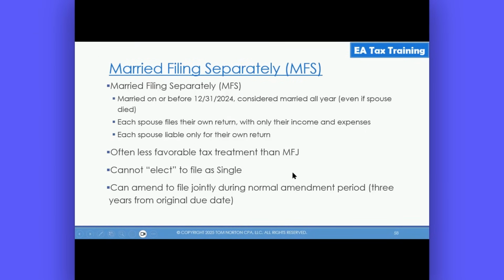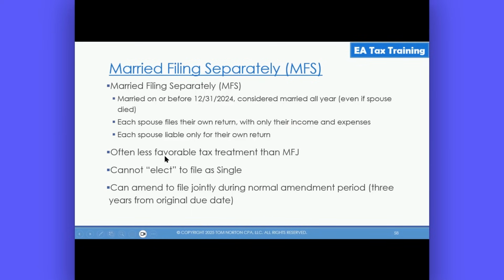Now let's talk about married filing separately. In order to qualify for married filing separately, again, you must have been married on or before December 31st. For this, each spouse files their own tax return with only their own income and expenses, and each spouse is liable only for their own tax return. So you are not liable for the taxes of your spouse if you are filing separately.